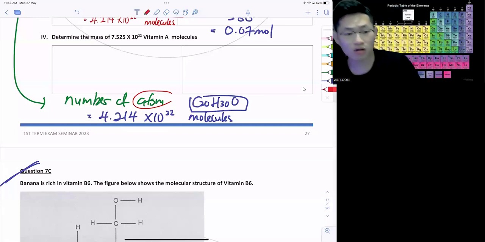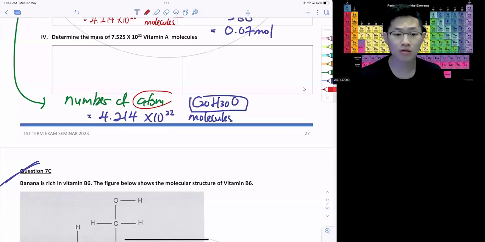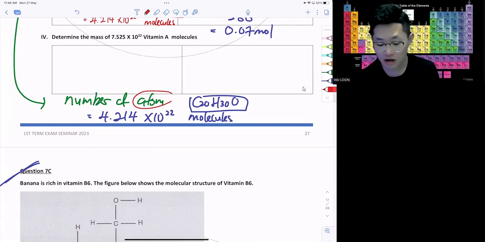So in mathematics or physics, very often they will ask you to find something in a different unit. Like they will say find the mass in kg, but the question gives you gram. Then you have to convert the unit.